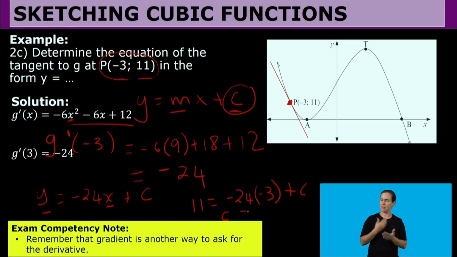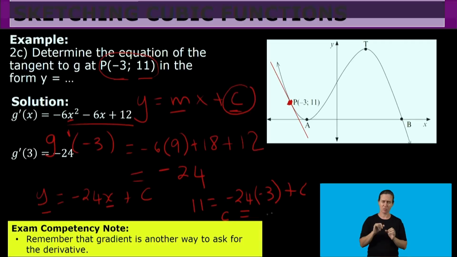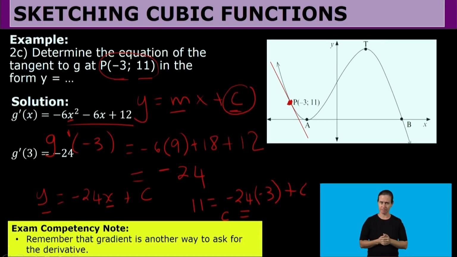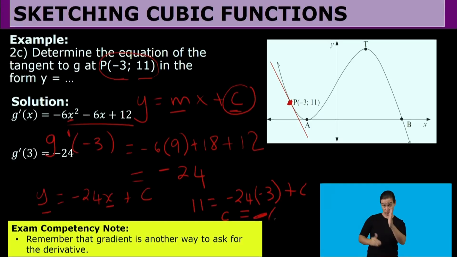And you can work out that your y-intercept is in fact equal to, let's quickly do this on the calculator. It's going to be 11 minus, because I'm going to take this over to the left-hand side, 11 minus 24 times 3, which is negative 61. So therefore c, which is your y-intercept, is negative 61, and your equation becomes y is equal to negative 24x minus 61.